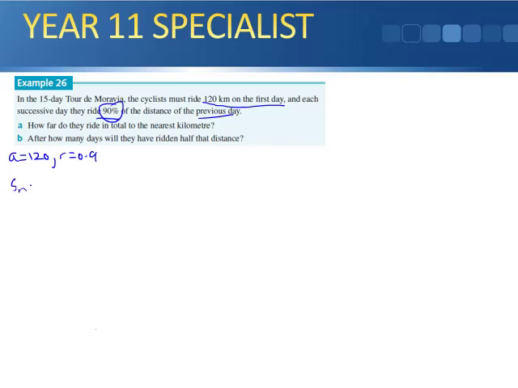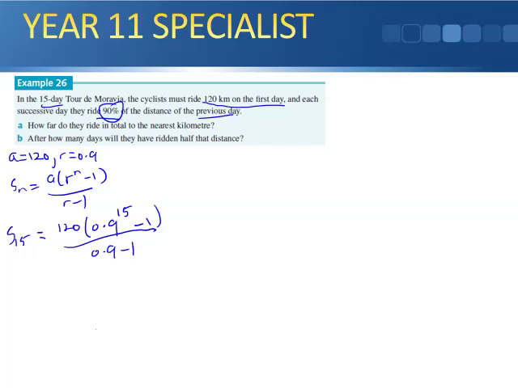So we want S of n. I'll write my rule down. A, R to the n minus 1 divided by R minus 1. Some people here would use this other rule. It doesn't really matter. We want 15 days, so we want S of 15. My A is 120. My R is 0.9. We have 15 minus 1 divided by 0.9 minus 1. The reason they change those around is because I'm going to get a negative here, but it won't matter. It still should give us the same amount of 953 kilometers.